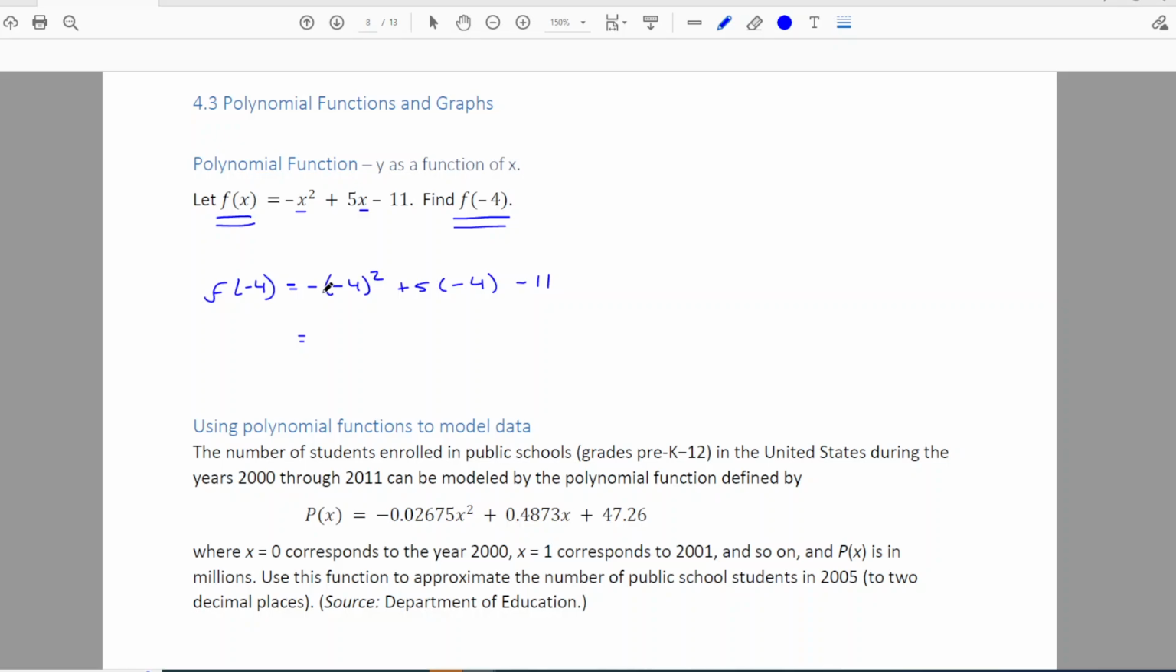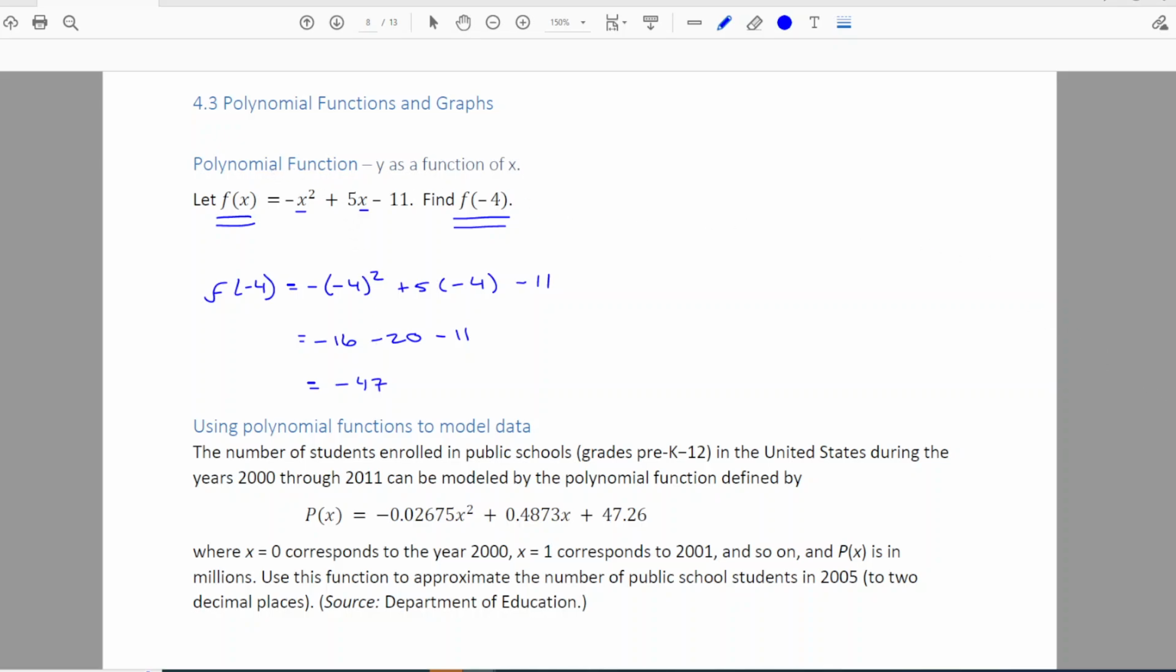So don't do negatives. Multiply, right? Exponent has to come before multiplication. So this would be negative 16. And then 5 times negative 4 is negative 20 minus 11, which would give me, I'm always afraid to do this without a calculator. Yeah, it's like, I want to, but what if I make a silly mistake? So I get negative 47, which means when x is negative 4, y would be negative 47. It could be a point on this polynomial function graph.